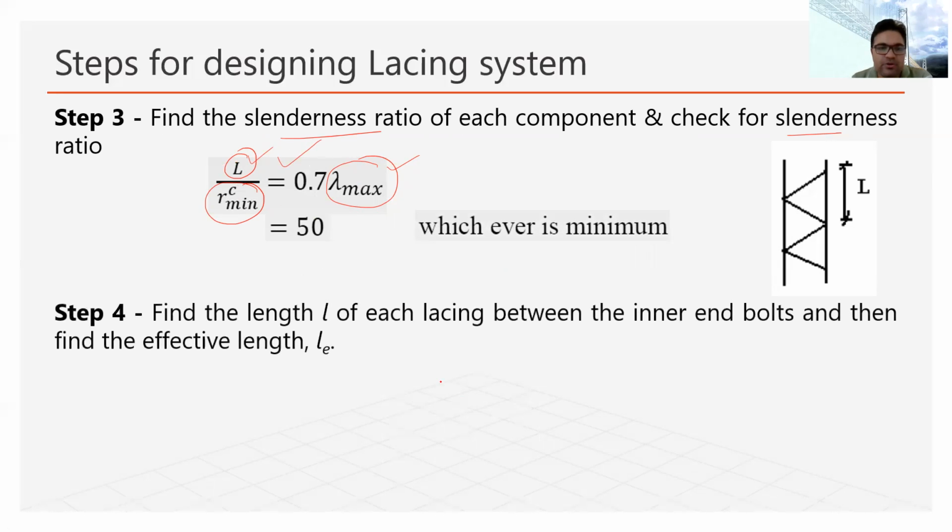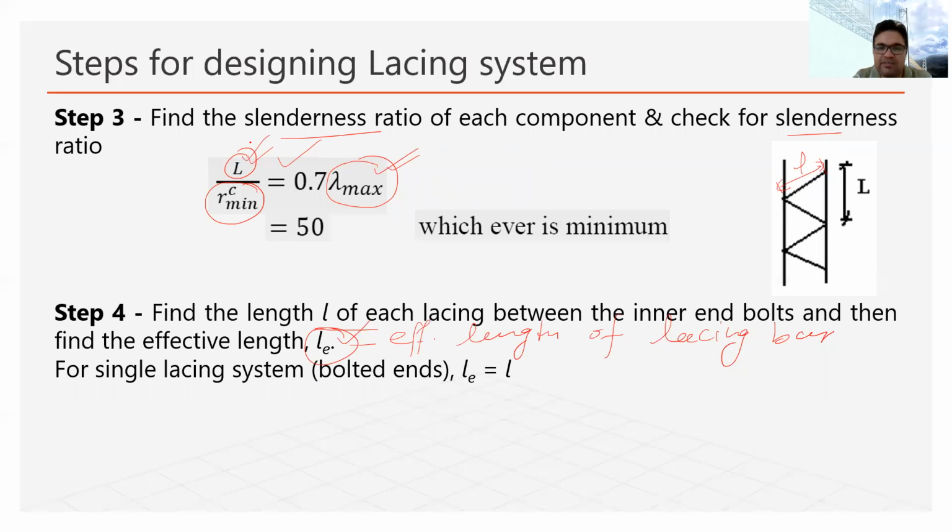Then in step 4, we will find out the length of each lacing between the inner and bolt, and then we will find out the LE value. So this LE value will be the effective length of the lacing bar. This one is L, and this LE will be the effective length, because now we are going to find out the slenderness ratio of the lacing bar. Initially this was to check this spacing L.